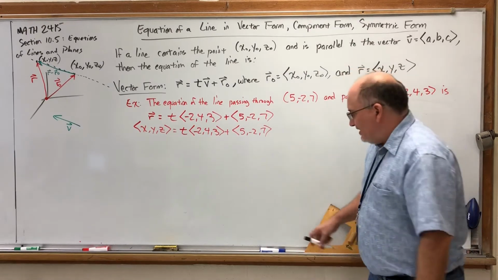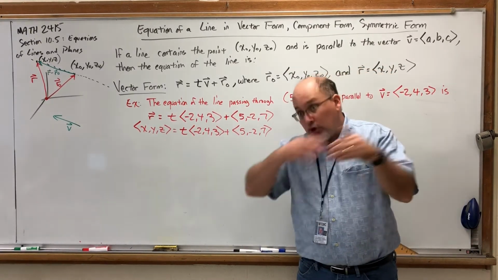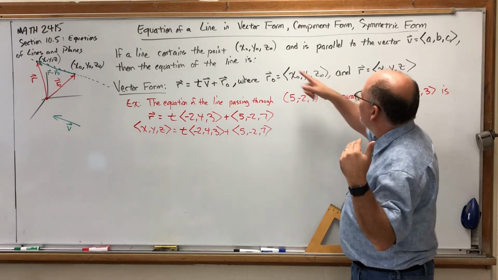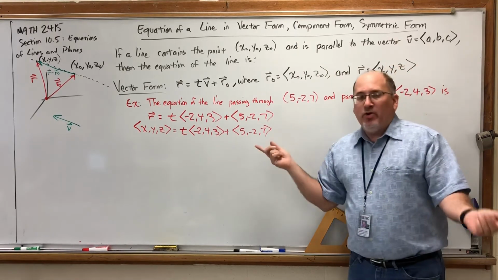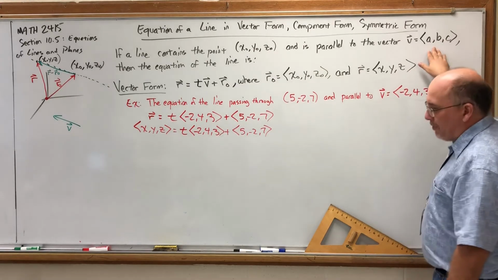Without doing an example, if you're told that a line goes through 2 points, then we don't have the right ingredients to build this equation, because we would have 2 points and we only need 1, but we wouldn't have a parallel vector.